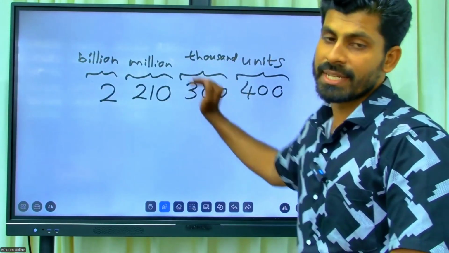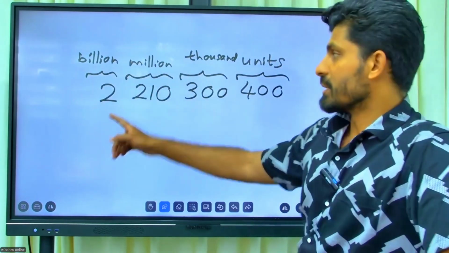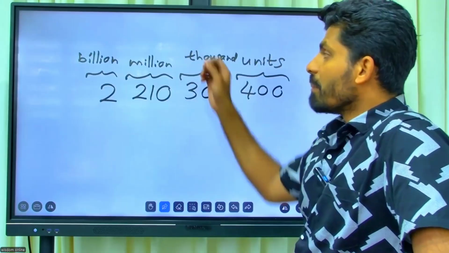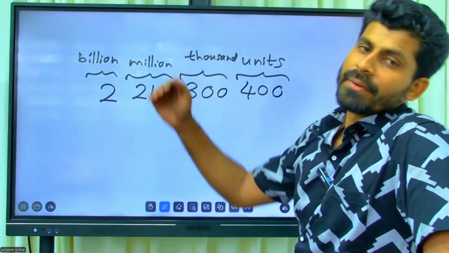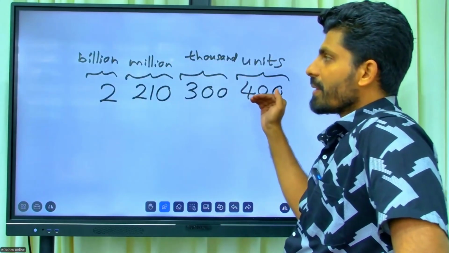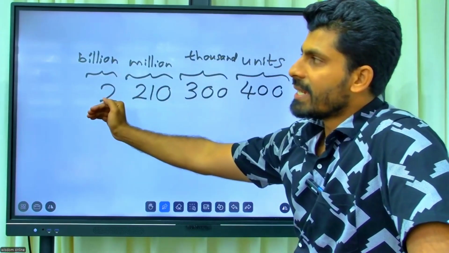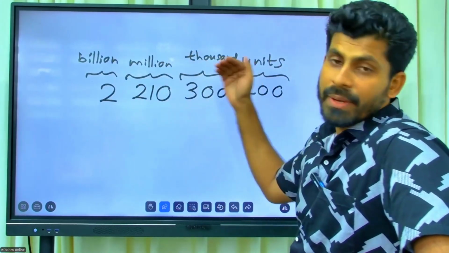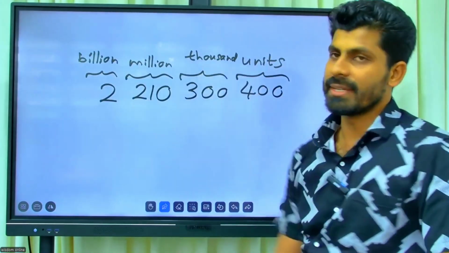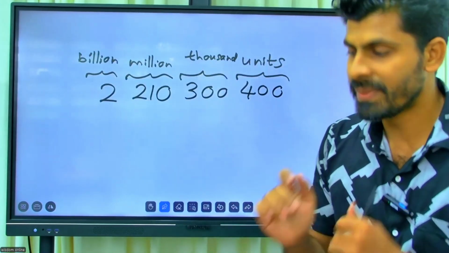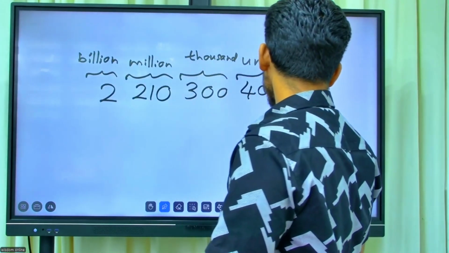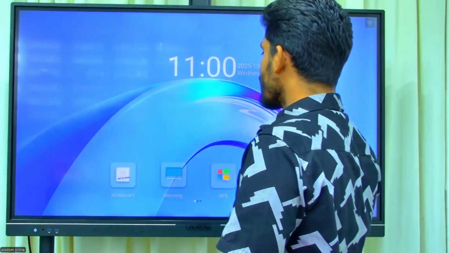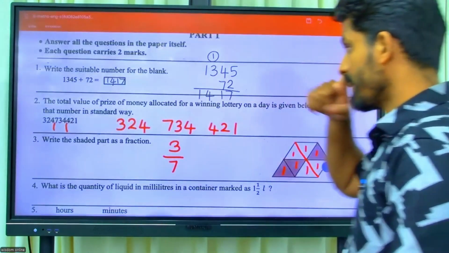Units, thousands, millions, billion. 2 billion, 210 million, 300,000, 400. Again, 2 billion, 210 million, 300,000, 400. Ready? Right. Let's quickly move to the next one. Okay, then. Let's quickly move to the paper.